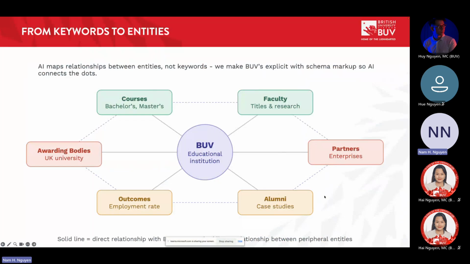So there is some more detail about entities. This diagram captures the core shift: AI doesn't map just keywords, AI right now needs to map the relationships between entities. So we build BOV relationships with schema. We build schema markup so AI can connect everything easily. For example, a course will relate to a awarding body, or a faculty inside a course, and a lot of relationships need to be built carefully so AI can understand all the entity relationships of the website.